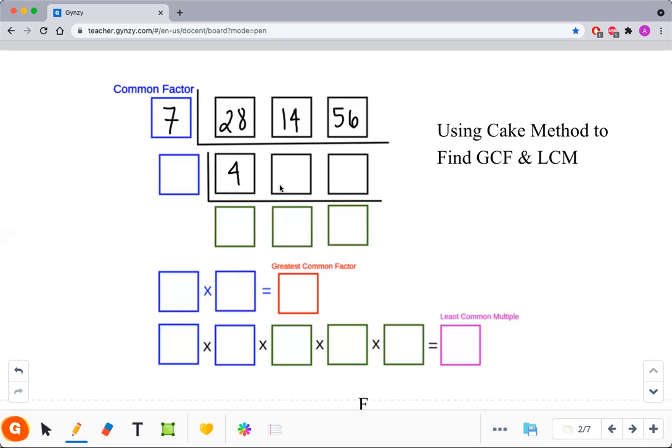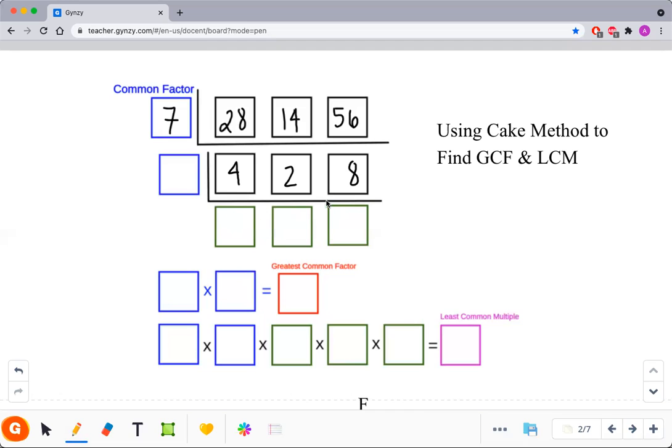So how many times can 7 go into 14? 2 times. Or 7 times what is 56? 7 times 8 is 56. So now you have this row, and you're going to ask, okay, well, do I have a GCF? Or not really a G, but more like a common factor? So you do the same thing.